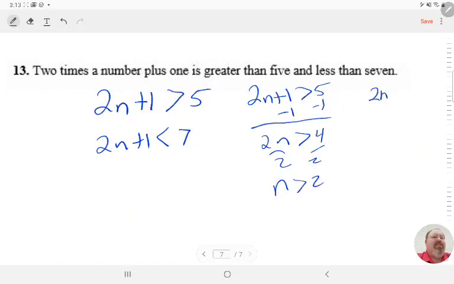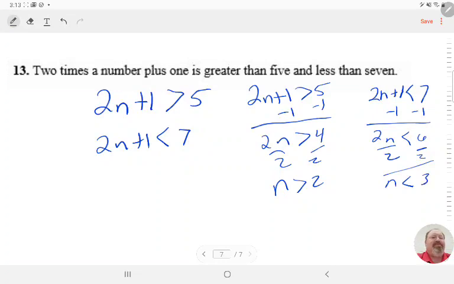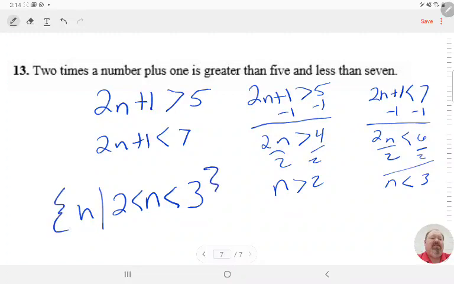And then 2n plus 1 is less than 7. Subtract 1 from both sides. 2n is less than 6. Divide both sides by 2, and n is less than 3. Okay? So I would write that as 2 is less than n, and n is less than 3. And in proper notation, it would look like that. Okay? All right.